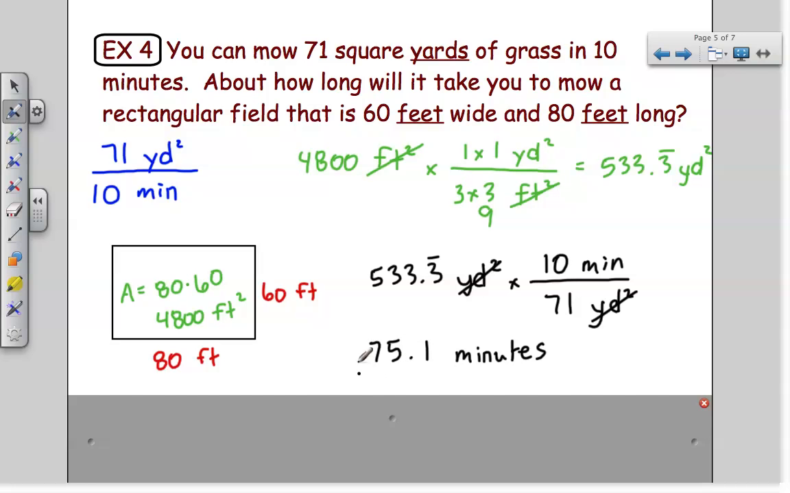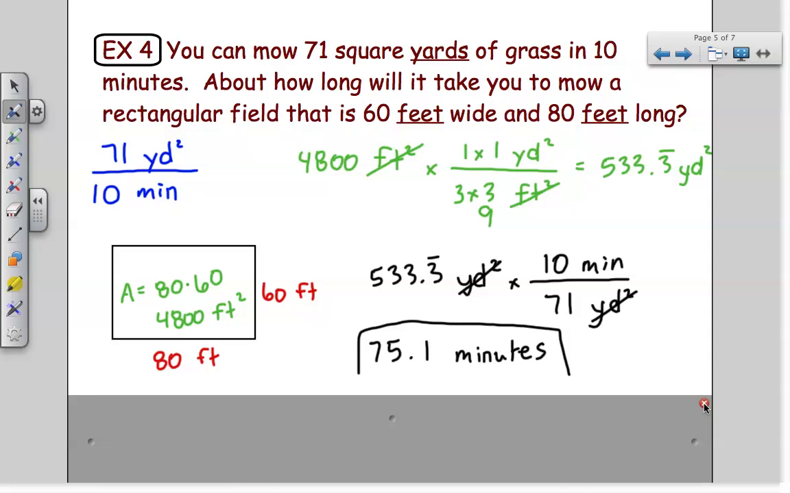So a lot going on in this example. We had to find the area of the field that we were mowing. It was rectangle base times height. We had to take square feet, convert to square yards. Remember, 1 yard has 3 feet, but that square yard is 3 feet by 3 feet, or 9 in this case. We found out how many square yards were in that field, and we knew that 71 square yards could be done in 10 minutes, so we multiplied by 1 more conversion. So a lot going on in that example.